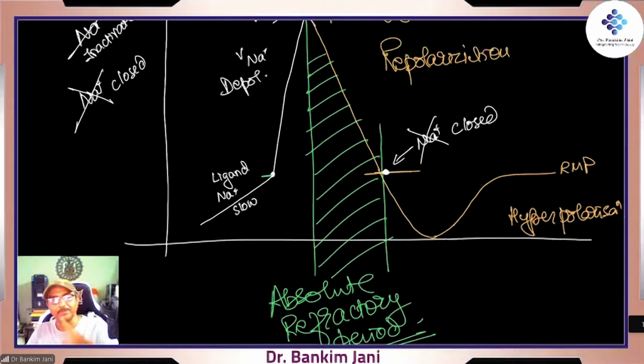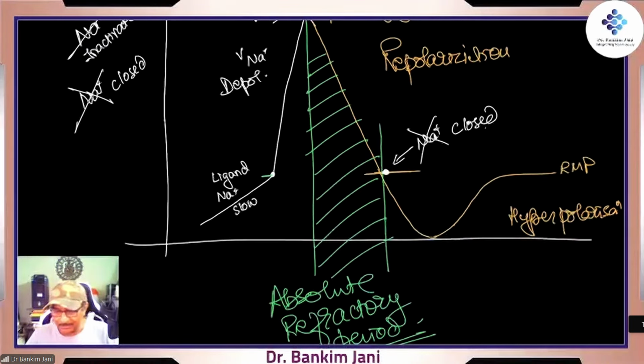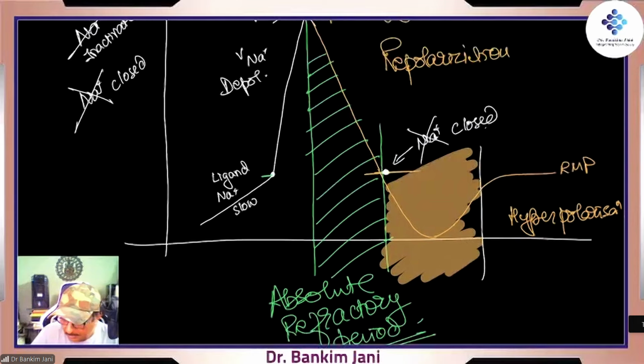Closed means if you give a stimulus, they will open. But when they were deactivated, you do whatever you like, they won't work. They are not listening. So now over here, they have started listening. So you tell them open, give them the stronger stimulus, they will open. And that's the reason the phase after this is called the relative refractory.